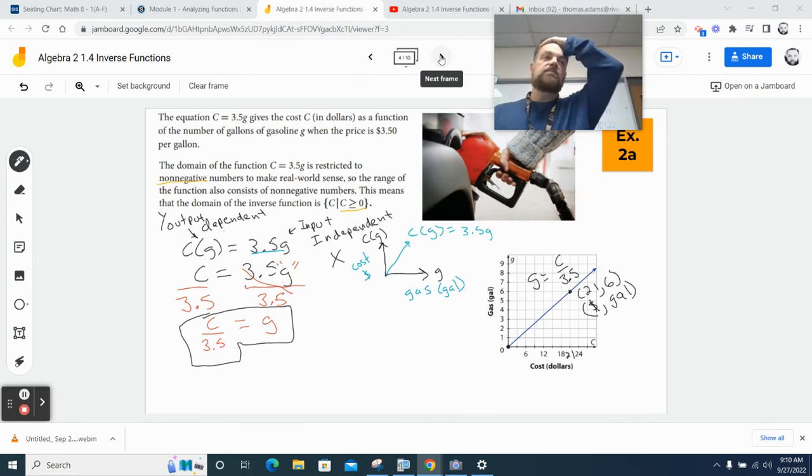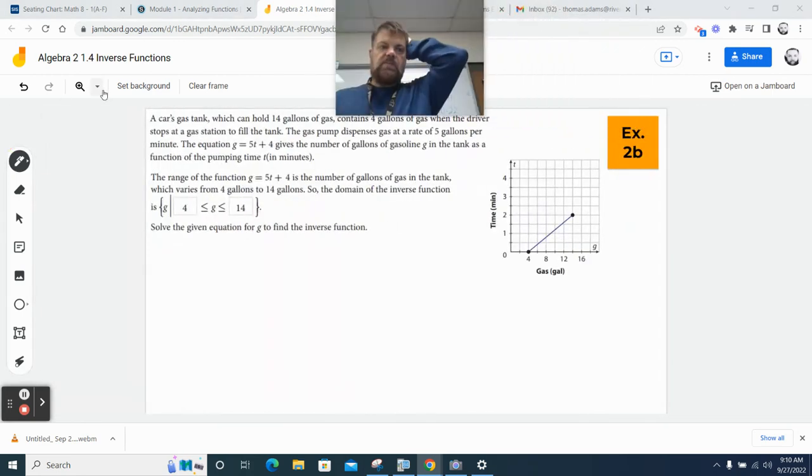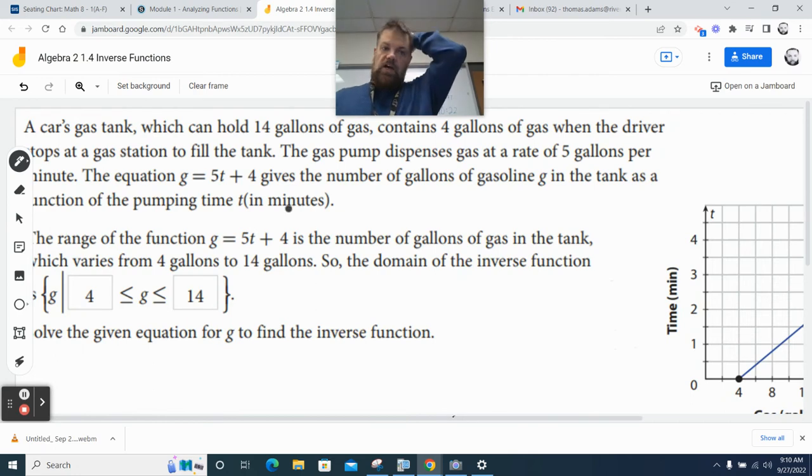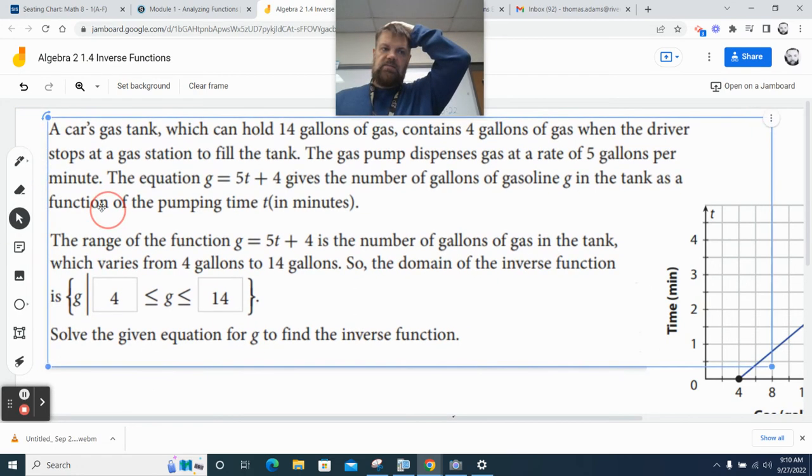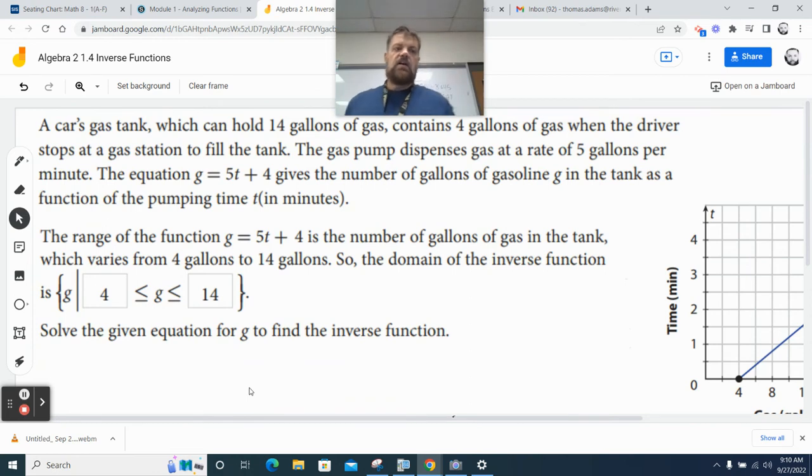Can I move on to the next slide? Okay. So for part B of this bad boy, it says that a car's gas tank holds 14 gallons of gas and contains 4 gallons of gas when the driver stops at a gas station to fill the tank. The pump dispenses gas at a rate of 5 gallons per minute. Given the equation G equals 5 times T plus 4 gives the number of gallons of gasoline in the tank. And then it says the range of the function is between 4 and 14. So solve the given equation G for the inverse function.